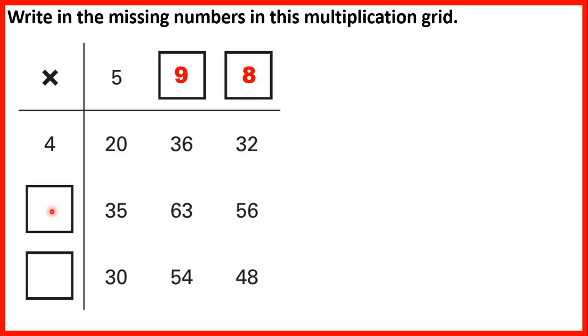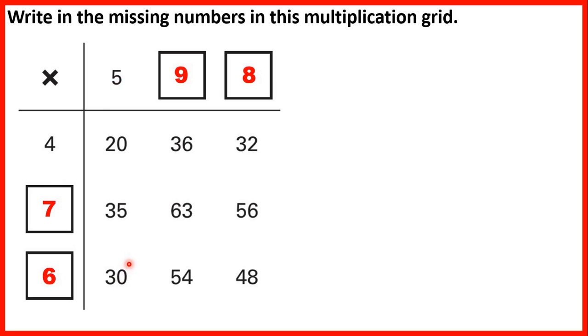Now, let's find this box here. We have something times 5 is 35. 35 divided by 5 is 7, so that's our missing number. And here, something times 5 is 30. Well, 30 divided by 5 is 6, so 6 times 5 is 30.